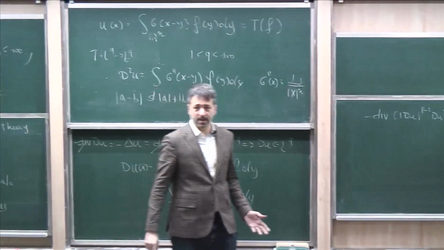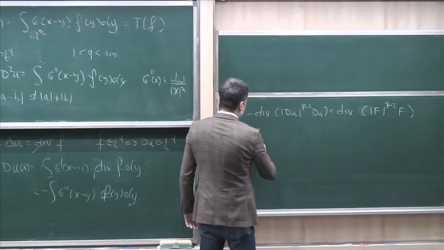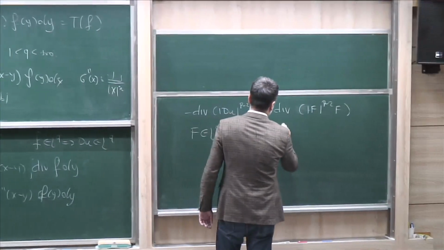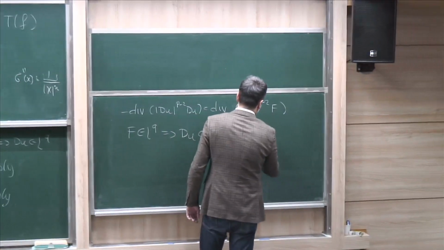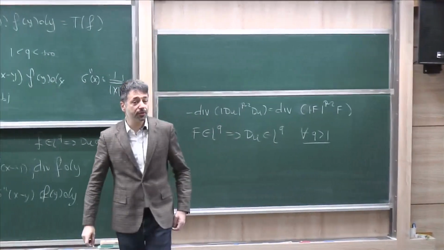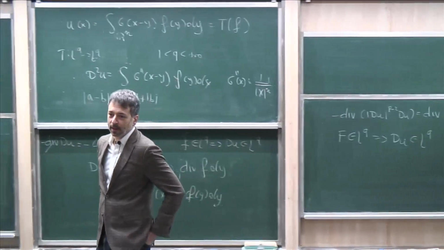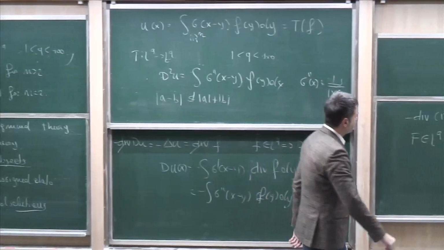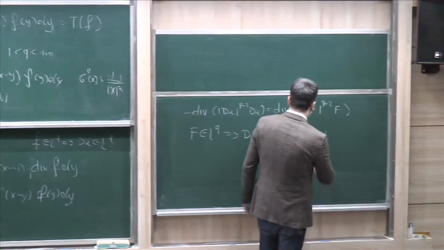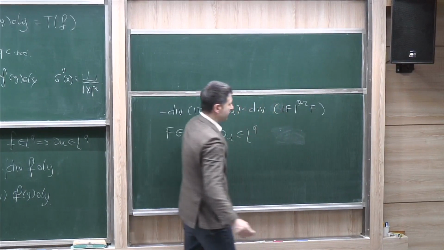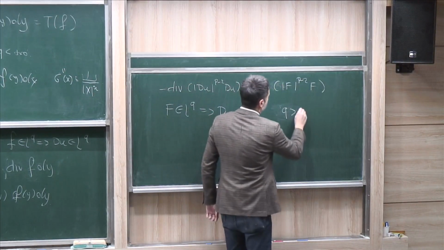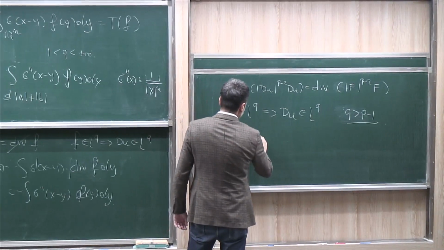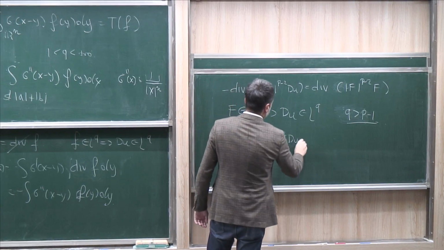So you would naturally expect a statement like this. And this would reduce to the usual Calderón-Zygmund statement when p is equal to 2. Oh, sorry. For q larger than p minus 1. Why p minus 1?